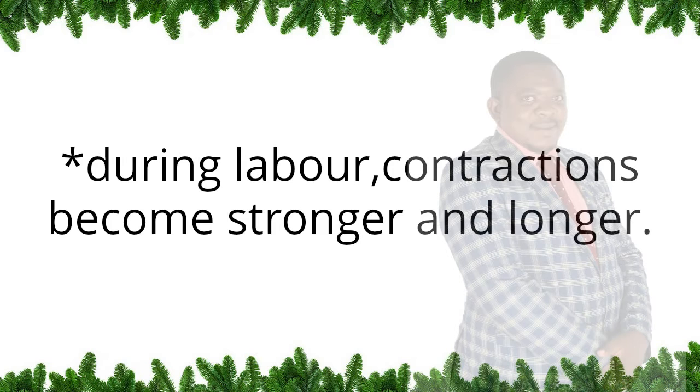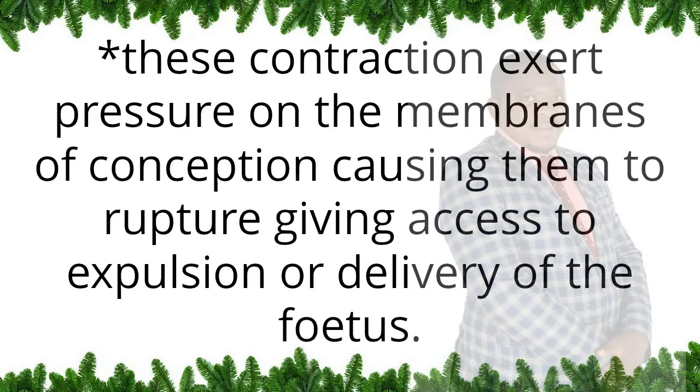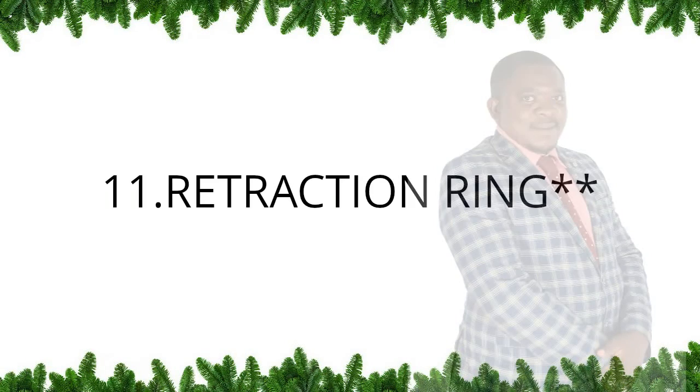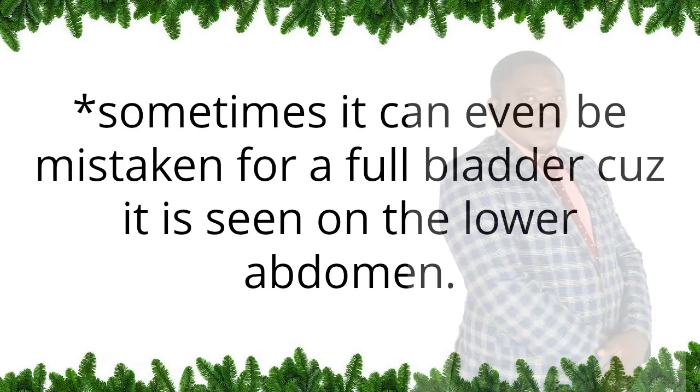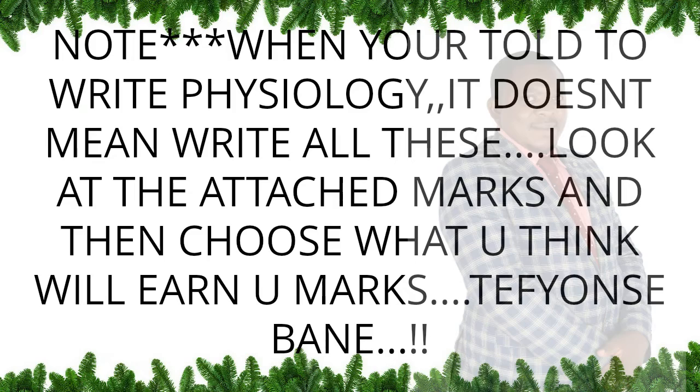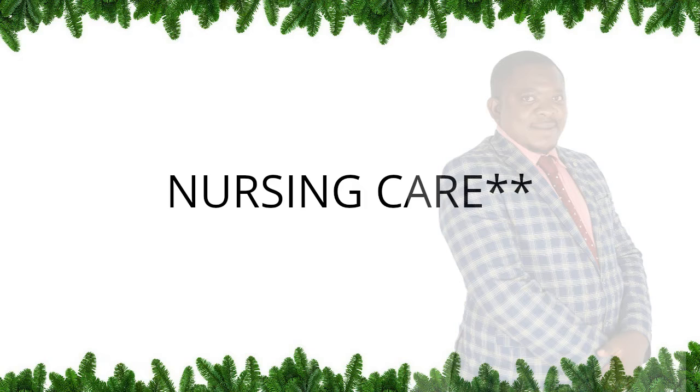It takes 1 hour per 2 cm in multigravidas and 1.5 to 2 hours per 2 cm in primigravidas. 9. Uterine contractions. The uterine contractions become stronger and more severe so that the fetus is delivered. 10. Rupture of membranes. During labor, contractions become stronger and longer. These contractions exert pressure on the membranes, causing them to rupture, giving access to expulsion or delivery of the fetus. 11. Retraction ring.